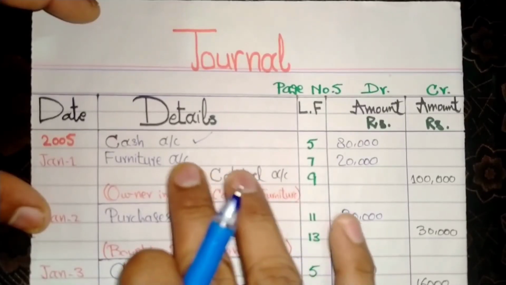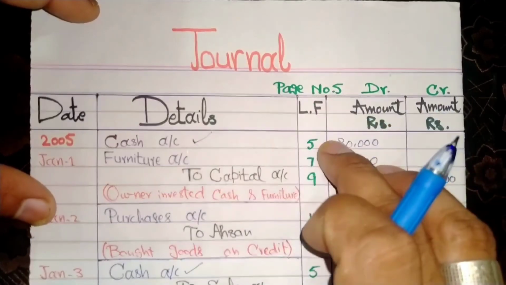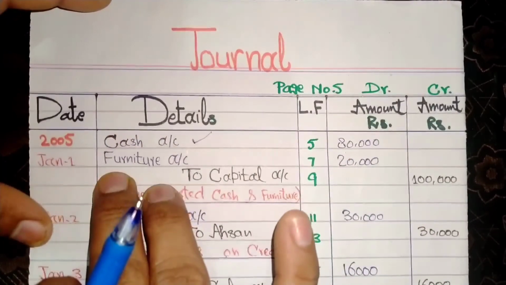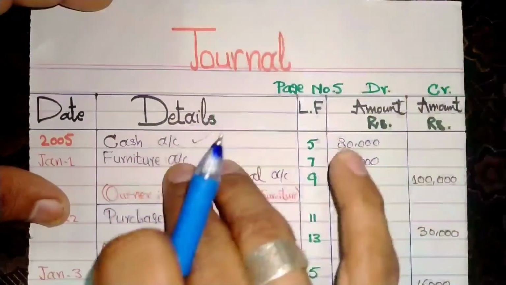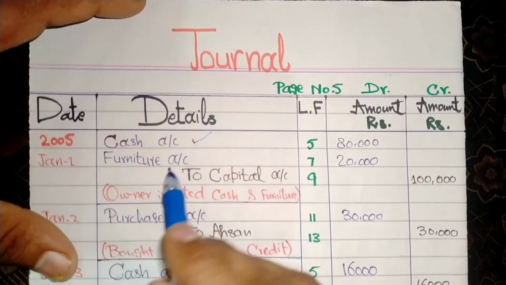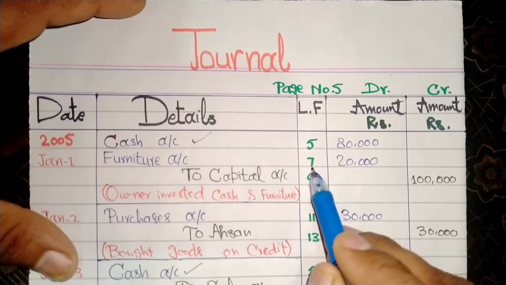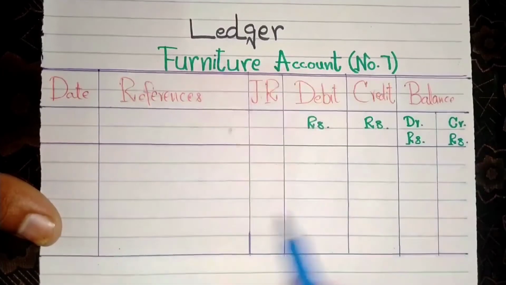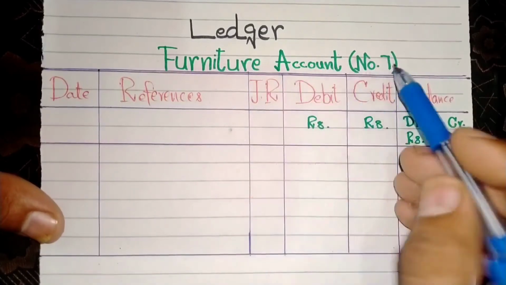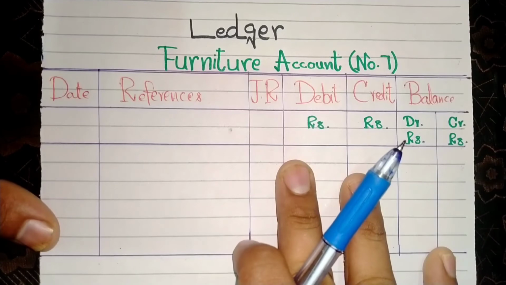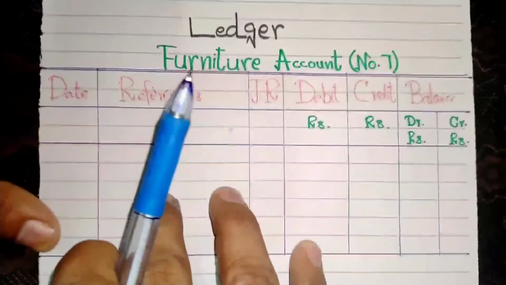After completion of the cash account with ledger folio number 5, now we will move toward our next account, which is the furniture account in the journal. So we will make here the ledger of the furniture account with ledger folio number 7 and the same page number, which is 5. So this is the format of the ledger of the furniture account with ledger folio number 7. Now we will enter the entries of the furniture account over here.